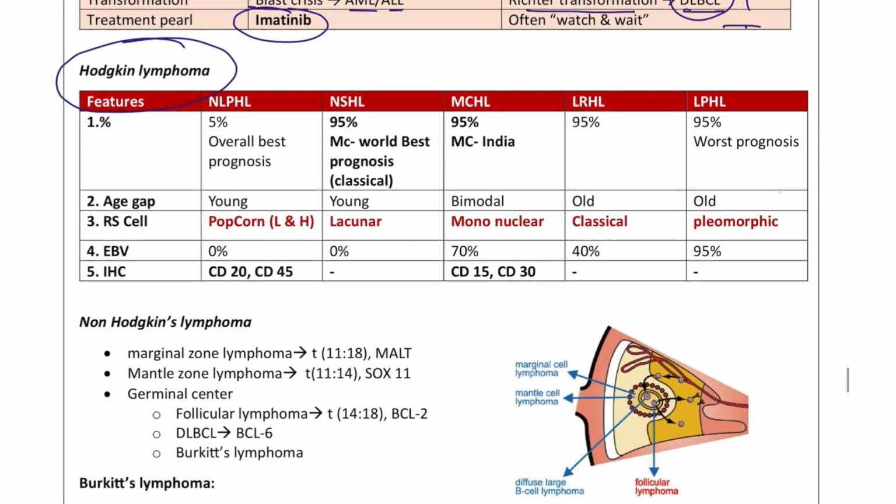Next, Hodgkin lymphoma and their types. The most common type in India is the MCHL, and the most common worldwide is the nodular sclerosis type of Hodgkin lymphoma. What is the important thing here? The most important factor is EBV, Epstein-Barr virus, which is associated with MCHL, LDHL and LRHL, not associated with NLPHL and NSHL. Next, Reed-Sternberg cells: the popcorn type is most commonly seen in NLPHL, the mononuclear type is seen in MCHL, the most common in India, and the classical type is in LRHL.